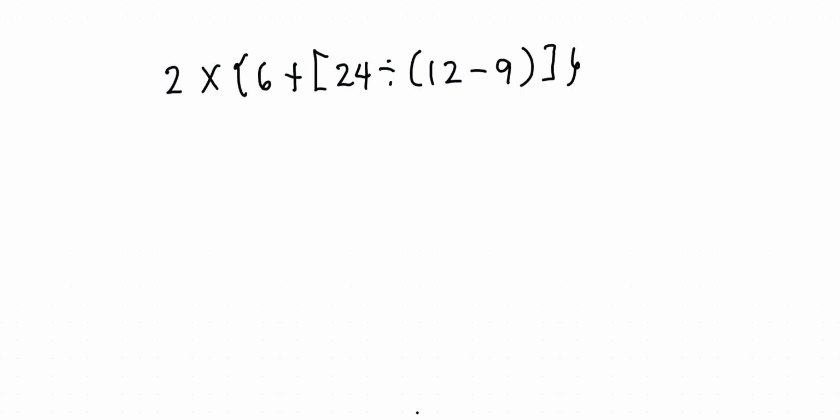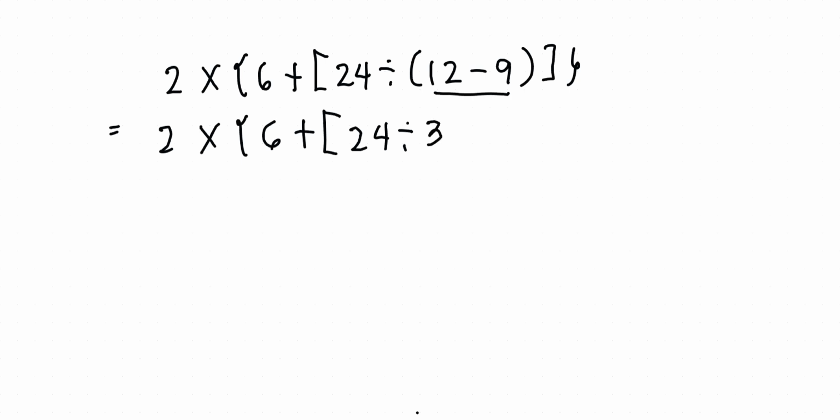So let's just copy this one. 2 times, do not remove the braces, 6 plus, do not remove the bracket, just copy, 24 divided by, and then let's solve this one. What is 12 minus 9? And that is 3, right? And no more adding the parentheses here. Just put the bracket and copy the braces. Okay.